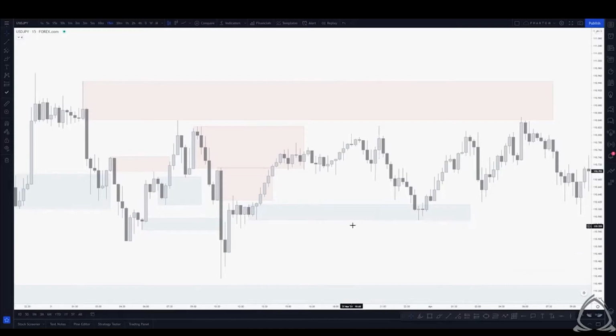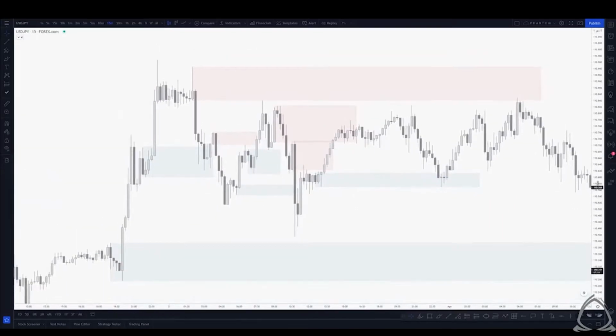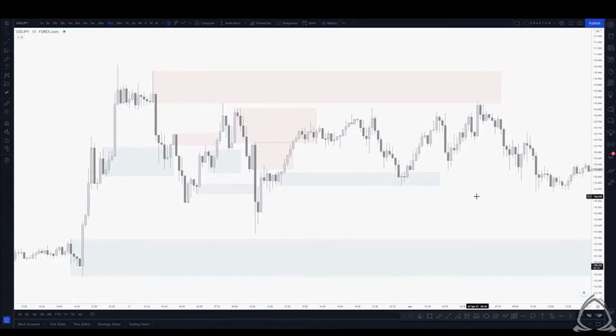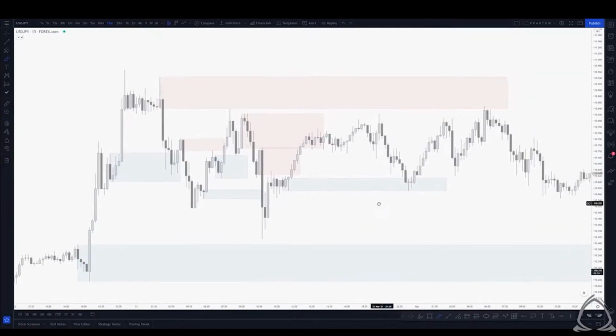And what we can see when we're just looking at these zones from a conceptual standpoint is that there are a lot of zones that simply don't really hold at all. You get a reaction, but no real follow through. You get no reaction whatsoever. You get a reaction that's decent. You get a small reaction, no follow through, so on and so forth.